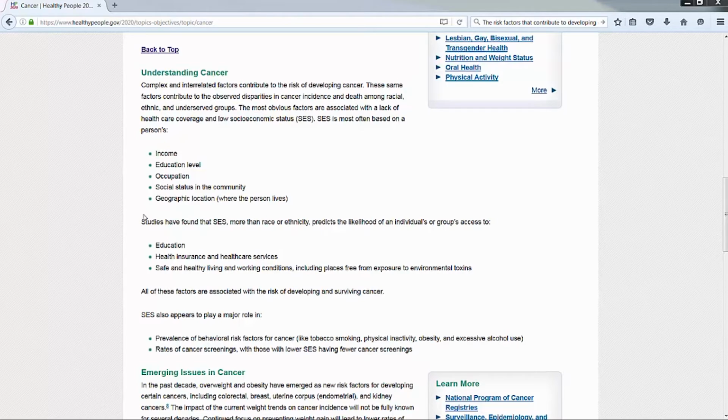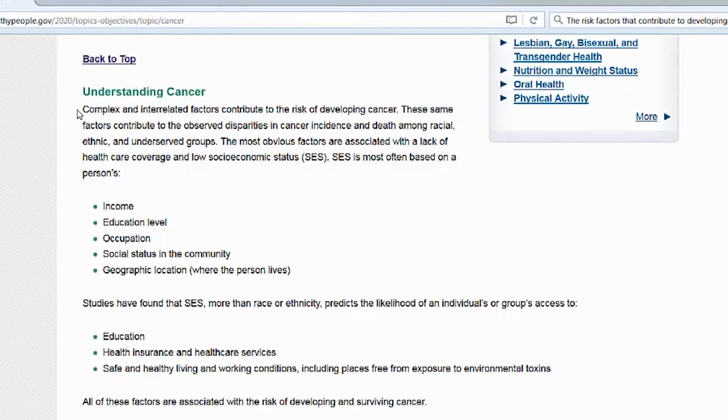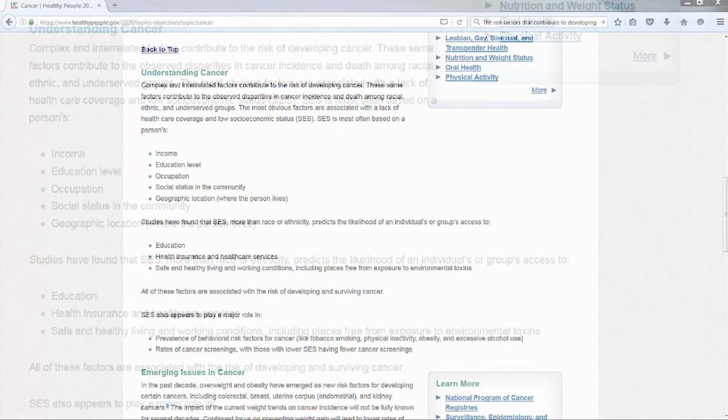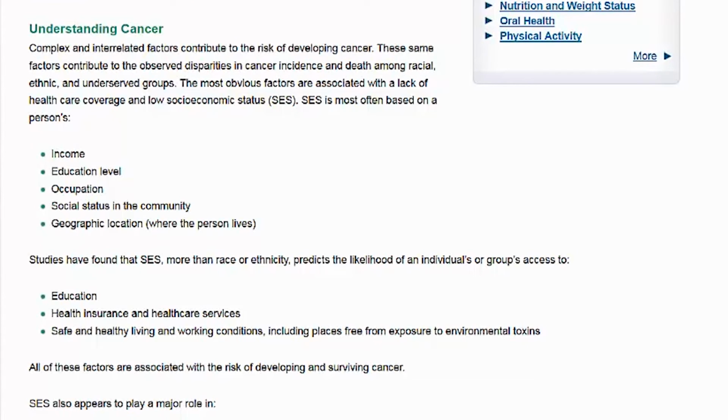So while the student sentence reads, the risk factors that contribute to developing cancer are both interrelated and complicated, we see that the original source says complex and interrelated factors contribute to the risk of developing cancer. Yes, those words are rearranged. Yes, one of the words is different. But I think we can all agree that this is fundamentally the same sentence. As we read through the rest of the plagiarized material, we see that many of the sentences are the same. For instance, the listing of SES, which includes income, education level, occupation, social status in the community, and geographic location. All of these are listed.